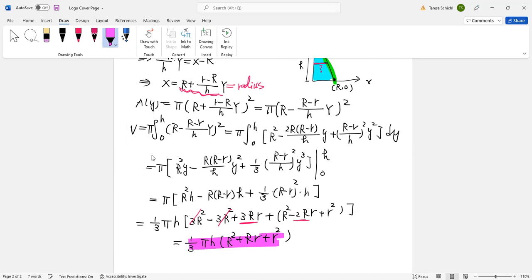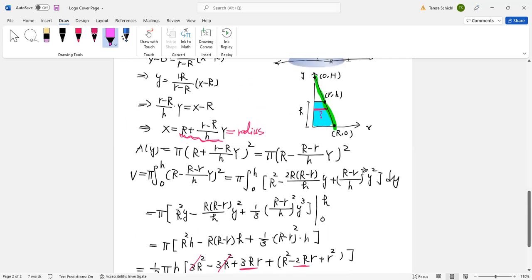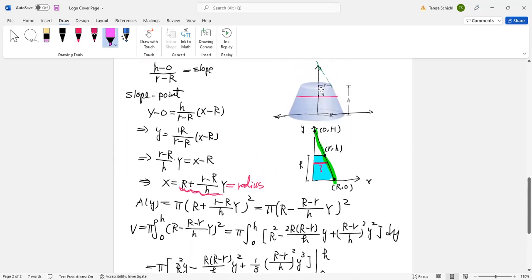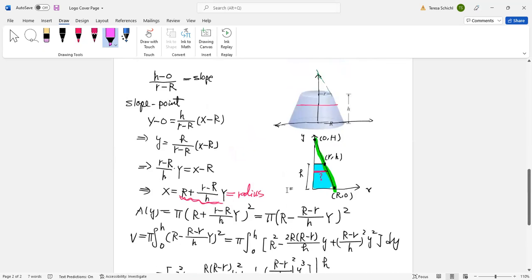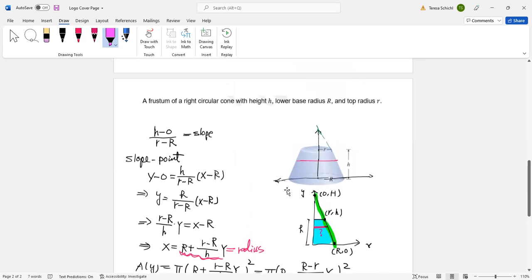So for this problem, the key thing here is you need to know where to place your coordinate axis. Okay, after that, you recognize this triangle. Then you need to find the radius. So that's why you want to find the line and then find the x values here. Okay, that's it. I hope this helps if you have trouble finding the volume of the first term. And this way, I hope this video will help you to get it, okay?